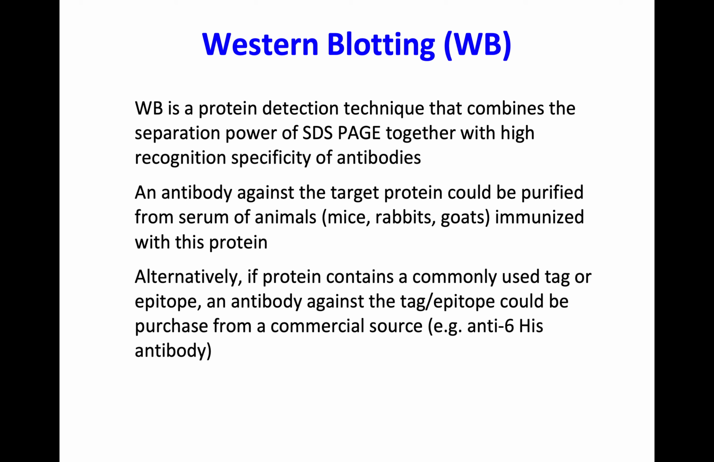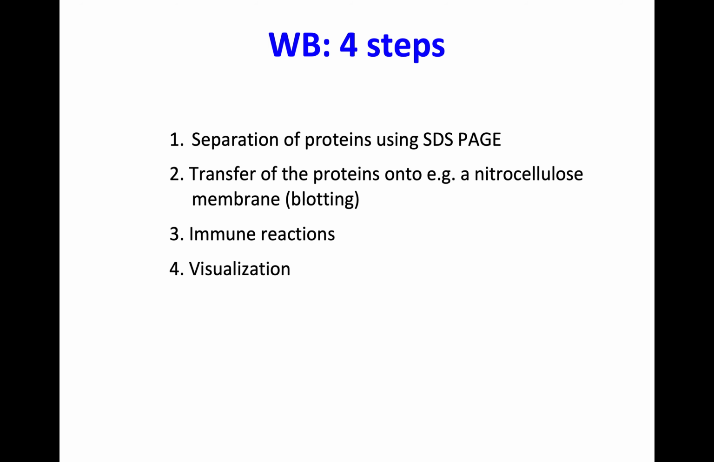Alternatively, if the protein contains some common tag, because nowadays it's quite common to use a tag to make sure that you get your target protein, or sometimes you use an epitope. An antibody against the tag or epitope could be purchased from a commercial source, such as an anti-His antibody. So in Western blot, just to recap, there are 4 steps. We're not going to go into details. We're just going to take an overview of how this is done.